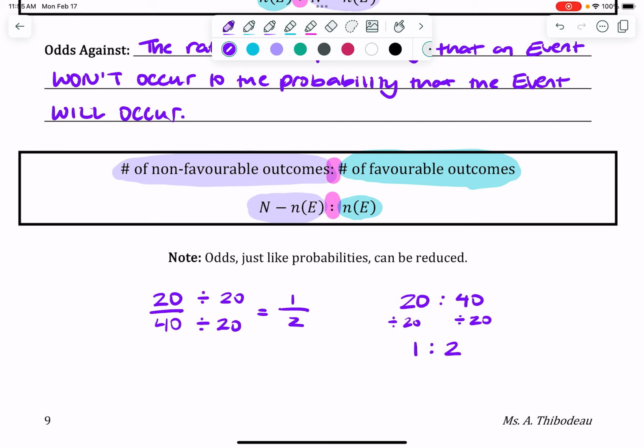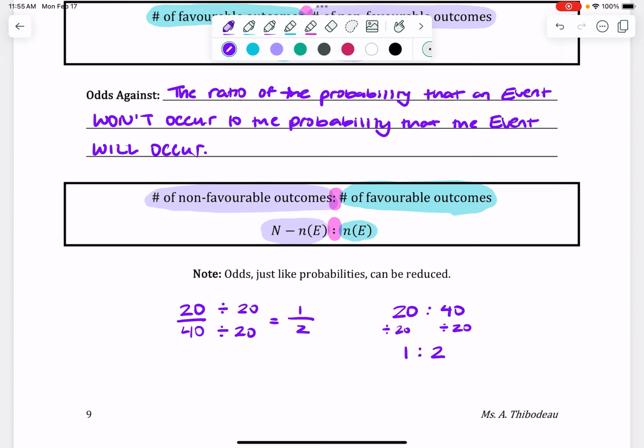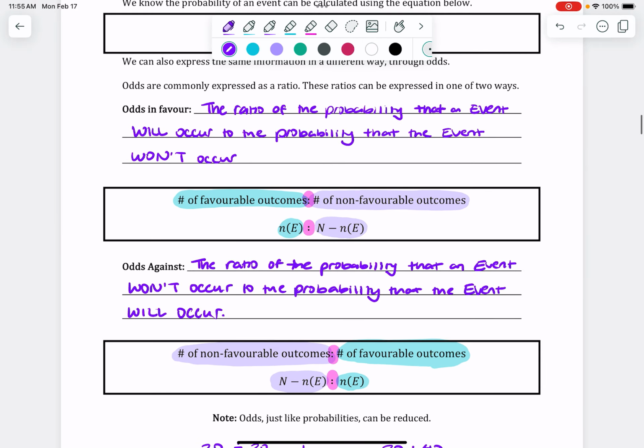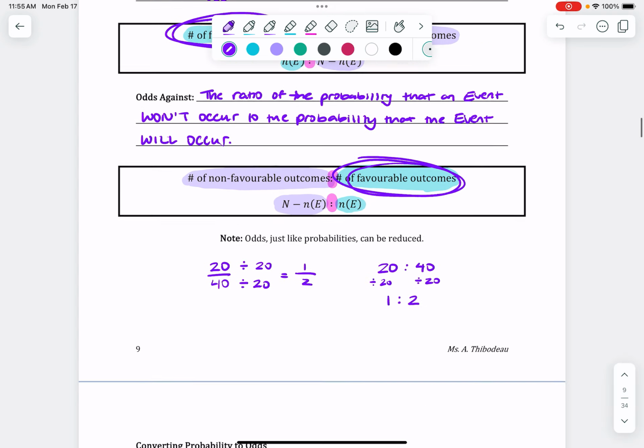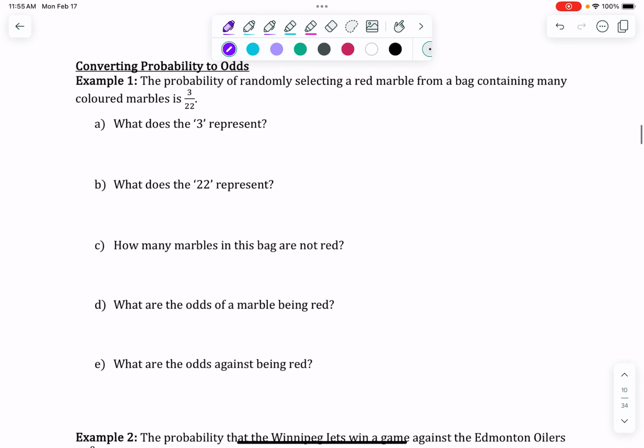All right, today we're going to talk about how to convert between odds and probability, and hopefully we see the commonalities between our setup for odds and our equation for probability. All right, let's take a look at this. So we're converting probability to odds first.